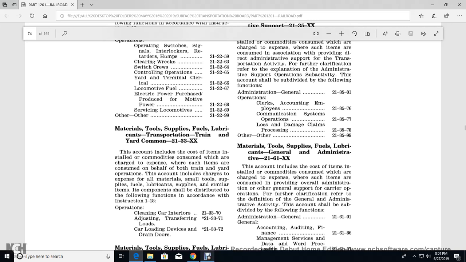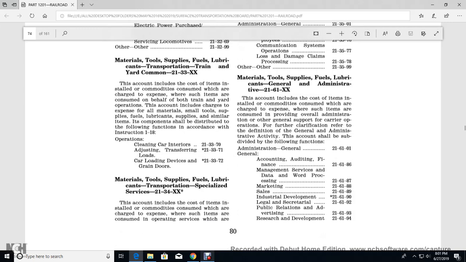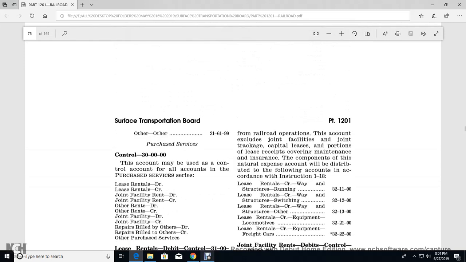2161 AXX. Account includes the other items of the commodity with the consumer, which are the charge of the expense of the items and consumer, providing overall the administrative general support of the carrier operation. Further definition of the general administrative activity: accounting should be divided into the following functions: general audit, accounting, auditing, financing, management, service the data, award processing, marketing, sales, industrial development, legal, secretarial, public relations, advertising, research and development, and other. Control 30.000.